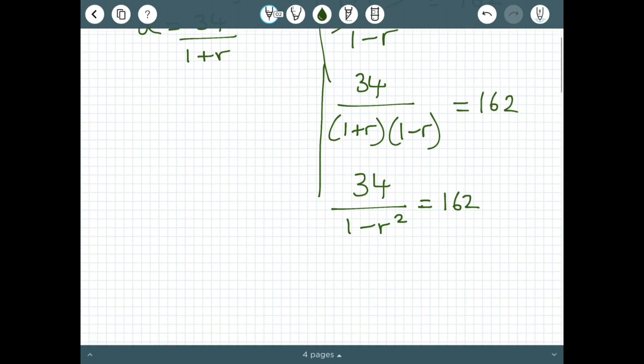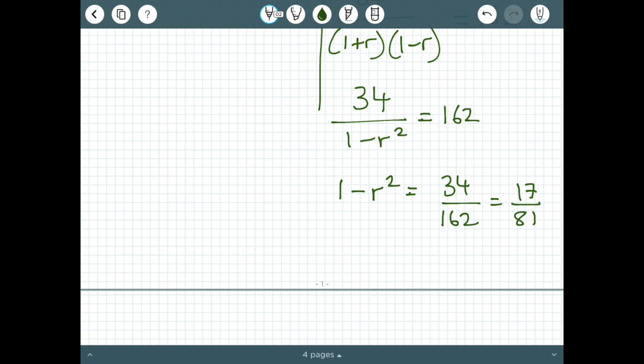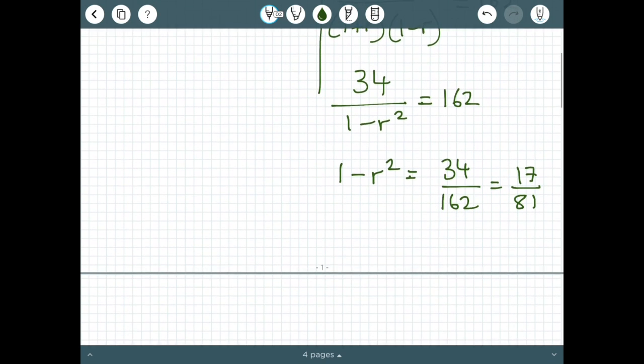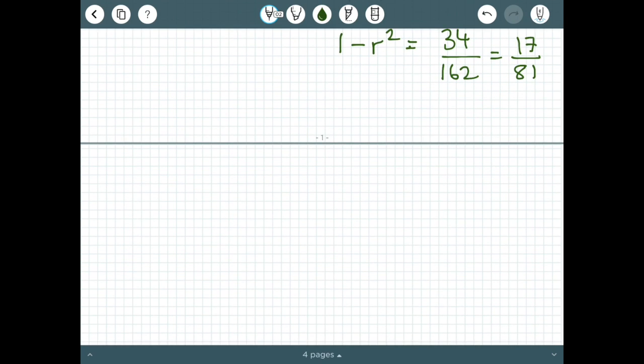Now I'm going to rearrange this equation to get 1 minus r squared onto the top, which means I'm going to be multiplying by 1 minus r squared and dividing by 162. So I'm going to end up with 1 minus r squared is equal to 34 over 162, and just to make life easier, I'm going to make that 17 over 81. After that, I'm going to rearrange it so I end up with r as the subject. I'm just going to move it down to the next page.